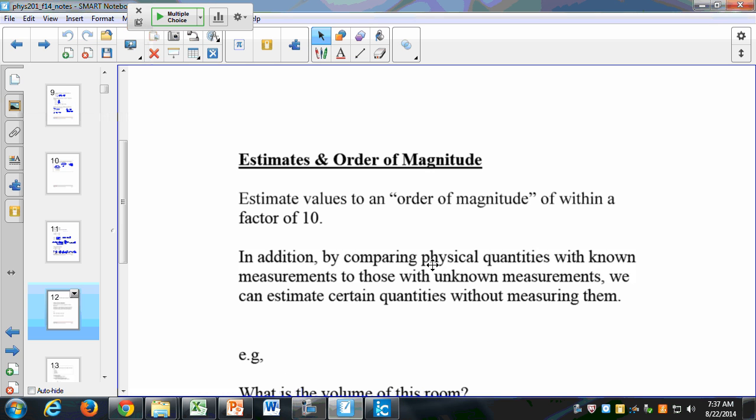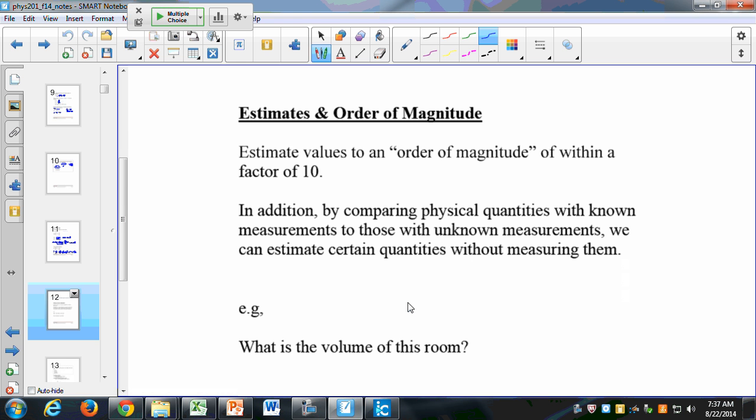Important stuff for just life or whatever. We did unit conversions last time. You might have a multiple choice question on the next exam on the 10th about estimates and order of magnitude.